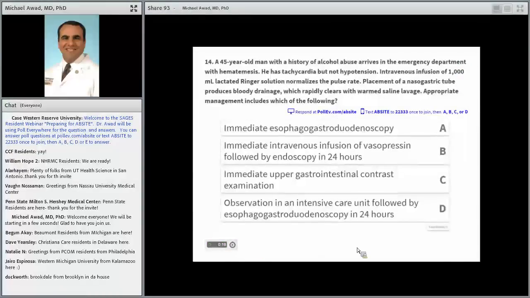Okay, this one is a 45-year-old man with a history of alcohol abuse in the emergency department with hematemesis, tachycardia but no hypotension, is given a liter of lactated Ringer's with normalization of the heart rate. An NG tube puts out bloody drainage that rapidly clears with warm saline lavage. What is the appropriate management? Immediate EGD, immediate IV infusion of vasopressin followed by EGD, immediate upper GI contrast exam, or observation in the ICU followed by EGD in 24 hours.